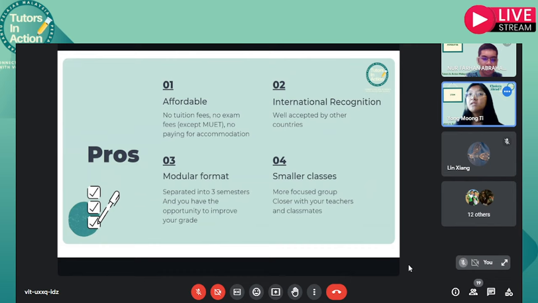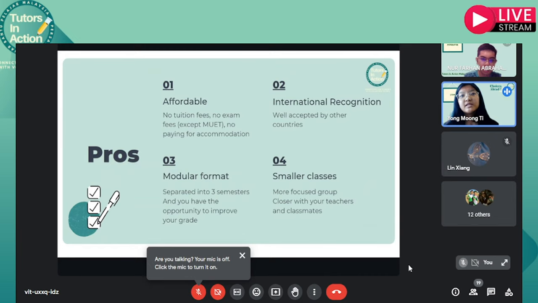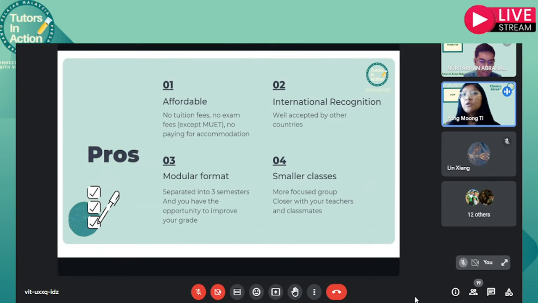Thirdly, I would say is the modular format nowadays for STPM. So it's separated into 3 semesters. So it is more focused, I would say. You learn everything that you have to know in 1 semester and then you take a centralized exam at the end. So for example, for me, I took physics. And so for semester 2, we're only learning electrical and electric components. So you learn everything that you have to know, and then you take an exam. And also, you have the opportunity to improve your grades for semester 1 and semester 2 if you wish to do so.